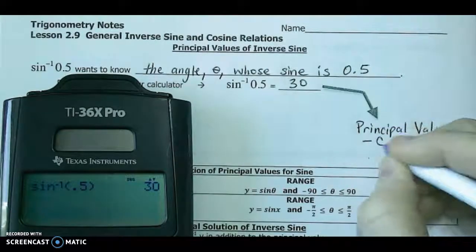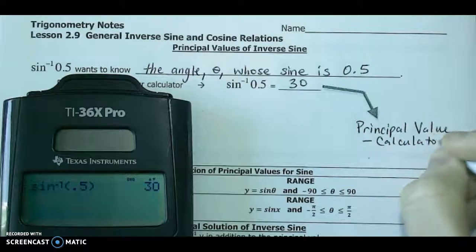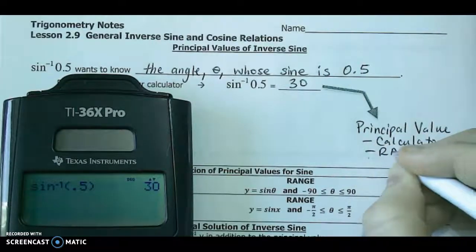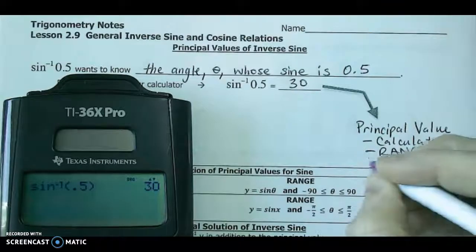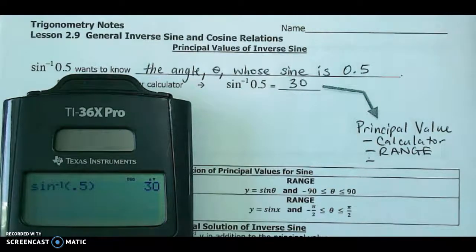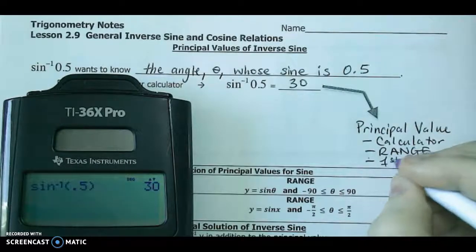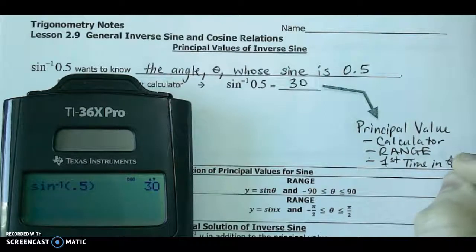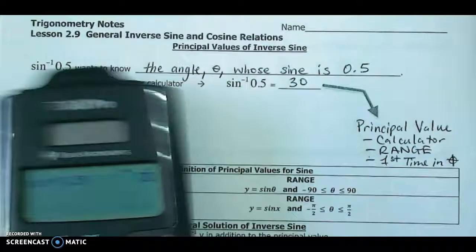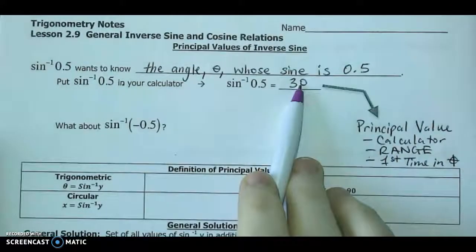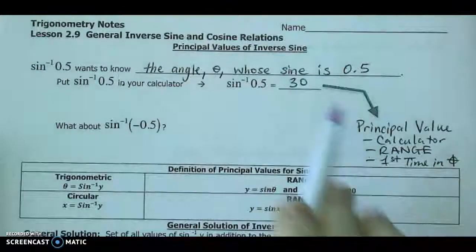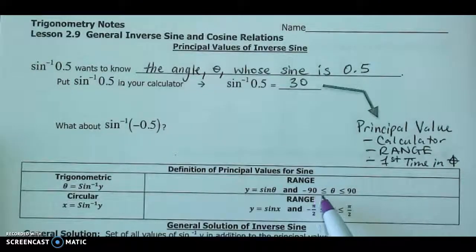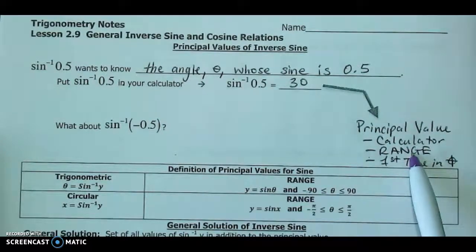This is given by the calculator. It has to fall within the range. And it's the first time you see it in the unit circle, but I'll explain that later. So I've got the calculator value of 30, and it falls within the range. So sine's range I have in the table here is between negative 90 and positive 90, and 30 is between negative 90 and positive 90. So that's what I mean by falling within the range.